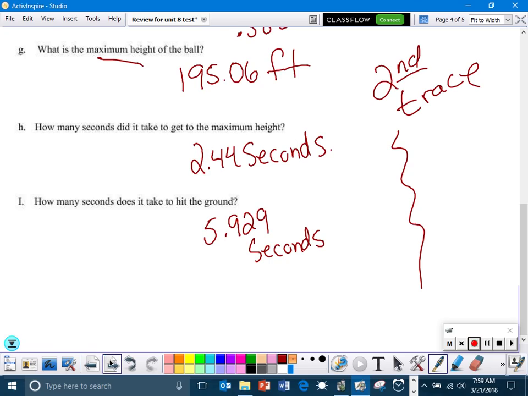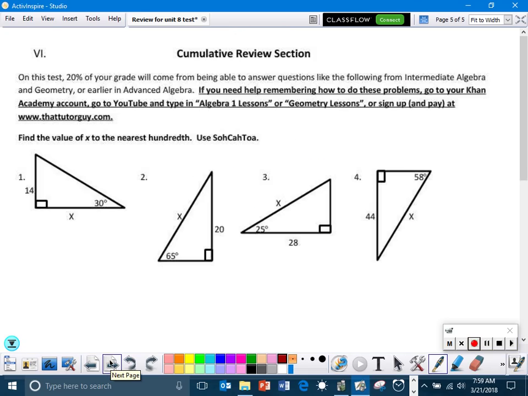Okay, then we've got some trig. All right, you need to remember your trig ratios. Remember, sine is opposite over hypotenuse. Cosine is adjacent over hypotenuse. And tangent is opposite over adjacent. SOH CAH TOA.